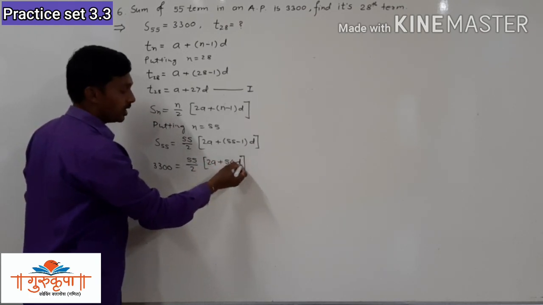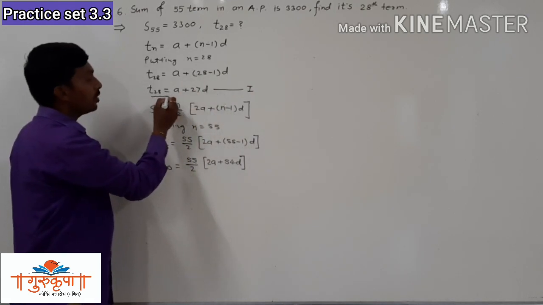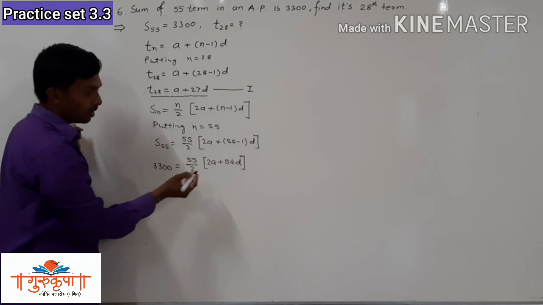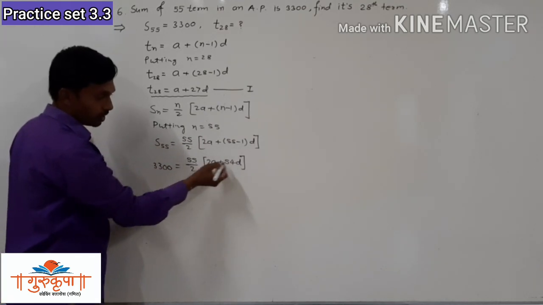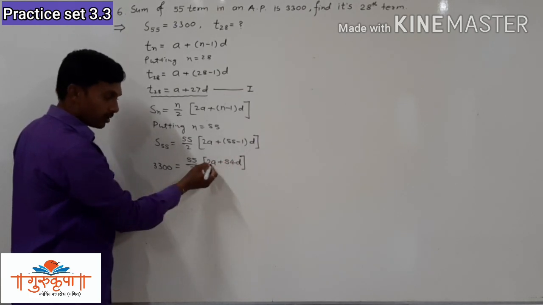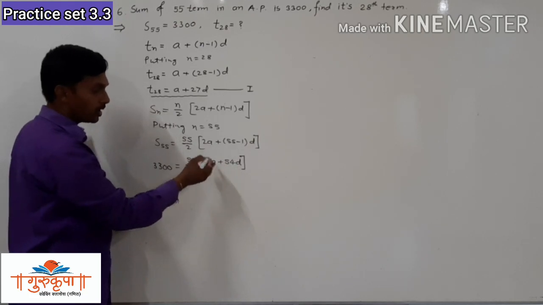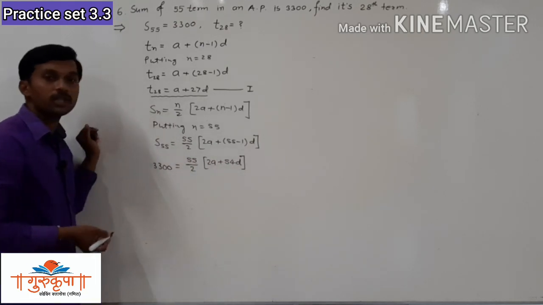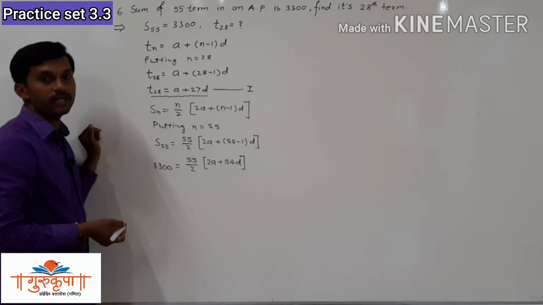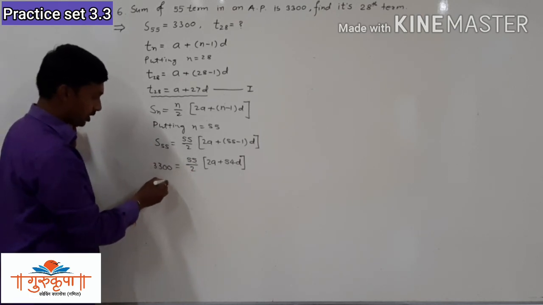And now we can easily get the value of a plus 27d. How will we get it? We take 2 common from this bracket. Here we have 2a and here we have 54d. We can divide both the terms by 2, so you can take 2 as common, and now inside the bracket what is remaining? a plus 27d. So here we will write 3300 as it is.